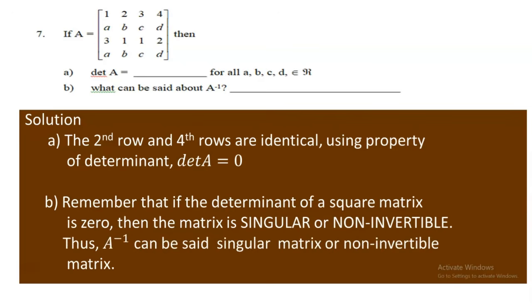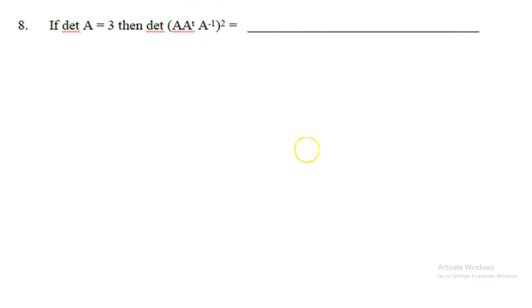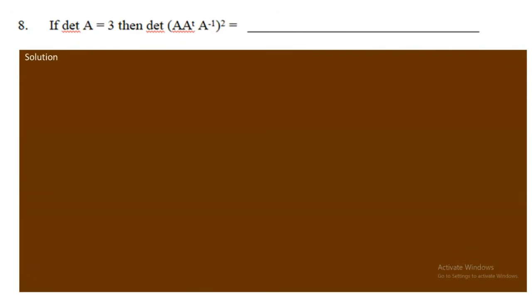What comes next is question number 8, and in this question you are given this: the determinant of the square matrix is 3. Then you are asked to find the determinant of the square of this expression. Again, you need to recall these determinant properties. Using that, I can show you how this can be obtained. The solution goes like this. First, you have to note some important points. The determinant of A is the same as the determinant of the transpose of the matrix, and the determinant of an identity matrix is 1.